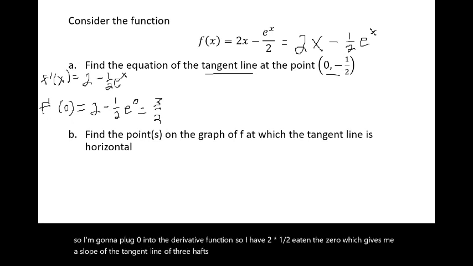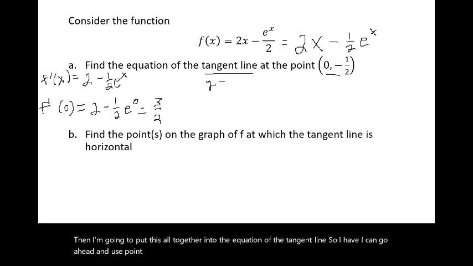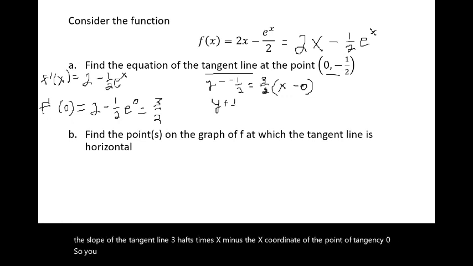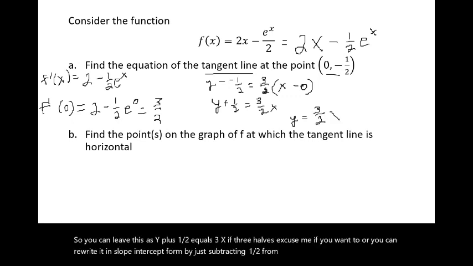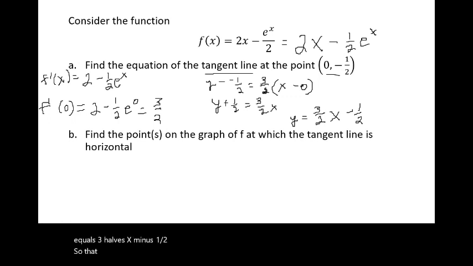Then I'm going to put this all together into the equation of the tangent line. So I can go ahead and use point slope form. So y minus the y coordinate of the point of tangency, negative 1/2, equals the slope of the tangent line, 3/2, times x minus the x coordinate of the point of tangency, 0. So you can leave this as y plus 1/2 equals 3/2 x if you want to, or you can rewrite it in slope-intercept form by just subtracting 1/2 from both sides. So that gives us y equals 3/2 x minus 1/2. So that is the equation of the line tangent to this graph at (0, -1/2).